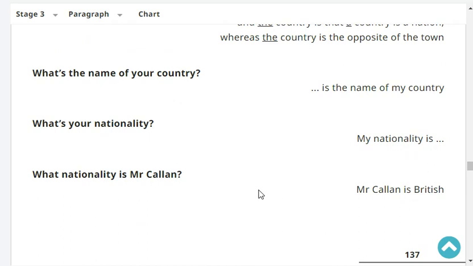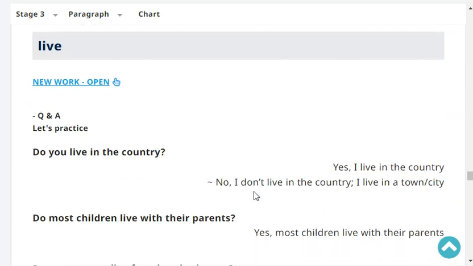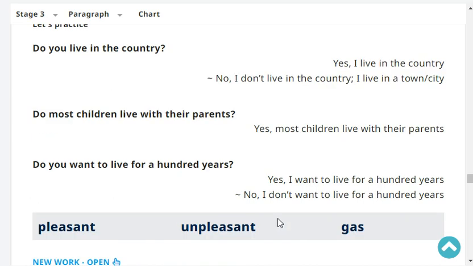What nationality is Mr. Callan? Mr. Callan's nationality is British. Very good. Do you live in the country? Yes or no? Yes, I live in a country. Do most children live with their parents? Yes, most children live with their parents.